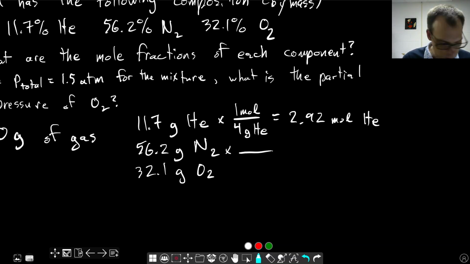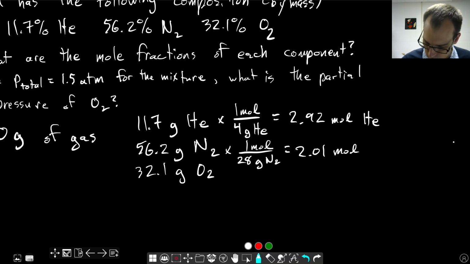56.2 grams of nitrogen we'll divide by 28 grams of nitrogen per mole. Again, this is N2, so remember to multiply the atomic weight by 2, and that gives us a total of 2.01 moles of N2. So we can see there's a lot more moles of helium, even though the percent mass of helium is quite low. The number of moles is a lot higher than you'd expect because it's so light. The density is very low.